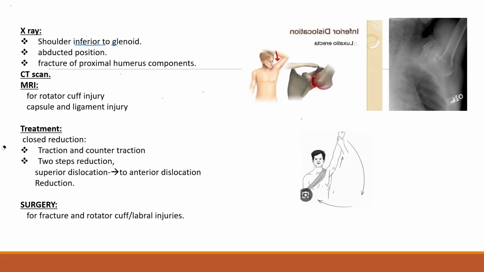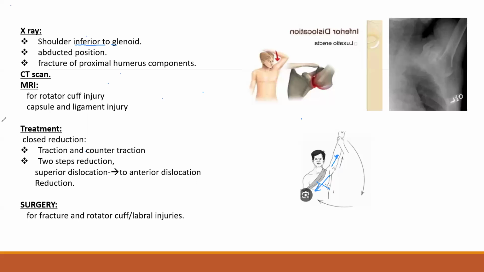Then what is the treatment? There are two ways of treating inferior shoulder dislocation. One is the traction and counter-traction method, where somebody gives counter-traction this way, and the traction is given in the direction of the deformity. This will pull the head of the humerus upwards and cause reduction of the shoulder joint.